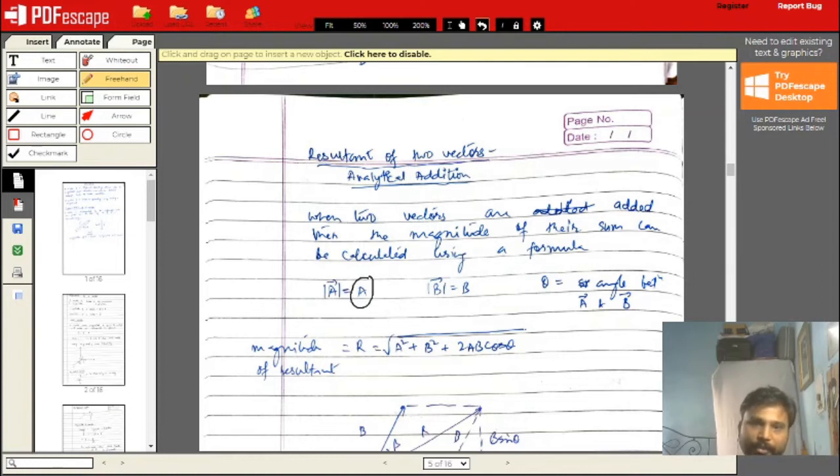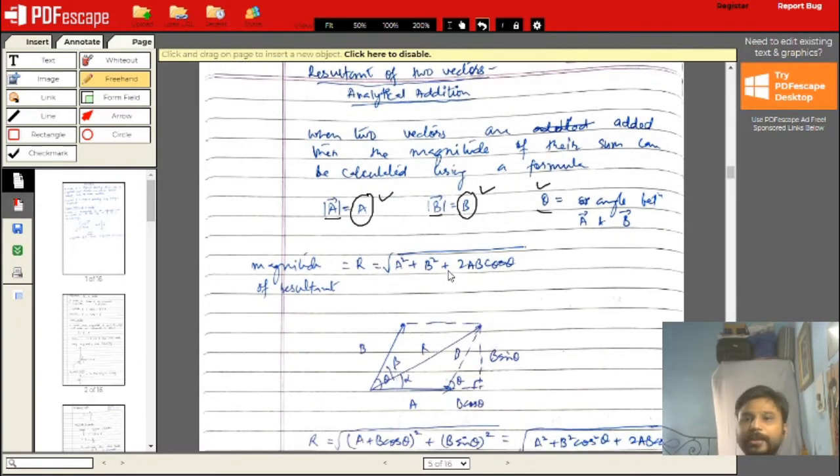So let's say this is the magnitude of vector number 1, A. Vector B, the magnitude is B. The angle between the vectors is theta. So these are the quantities with which we would start any problem in vectors, mostly, and in further chapters.